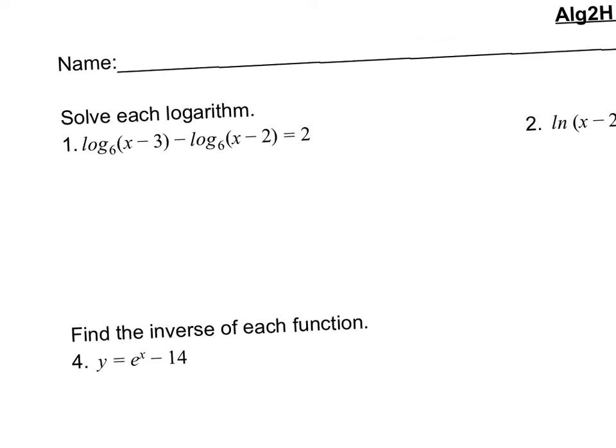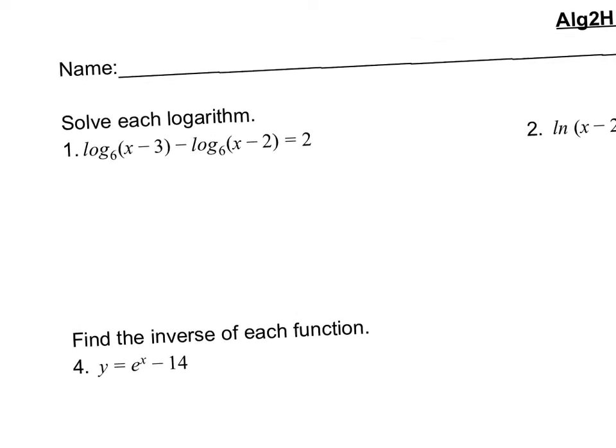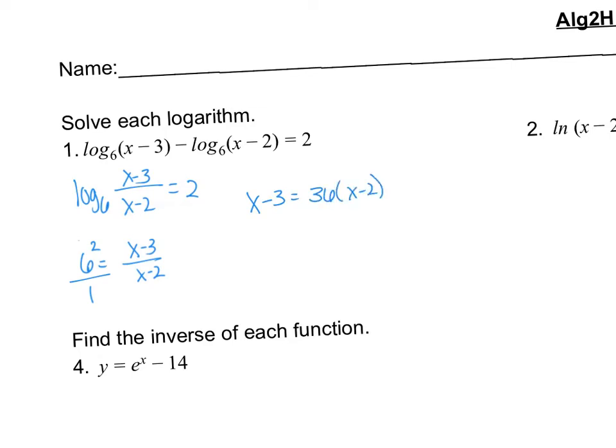Alright, so when we divide, it's log 6 of (x minus 3) over (x minus 2) equals 2. We're going to put this in exponential form. Alright, so we distribute our 36, minus my x, add my 72.